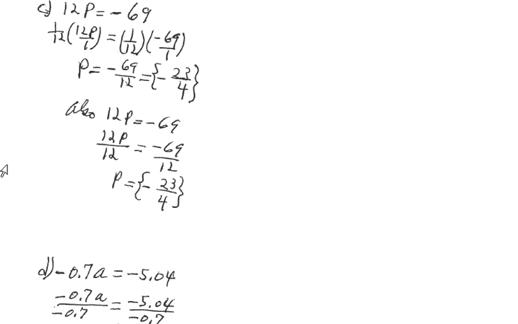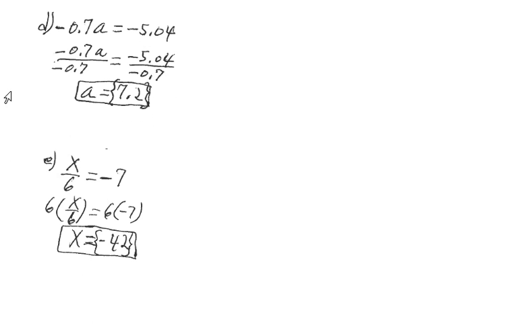D. Minus 0.7a equals minus 5.04. In this case, it's most advantageous to divide both sides by minus 0.7. In doing so, we get a equals positive 7.2, and the reason for that is on the right side we're dividing a negative number by a negative number, which gives us a positive number, and using the calculator you can very quickly get 7.2 for the solution.